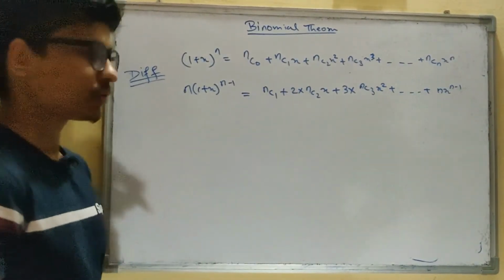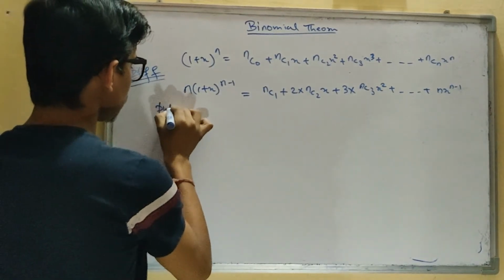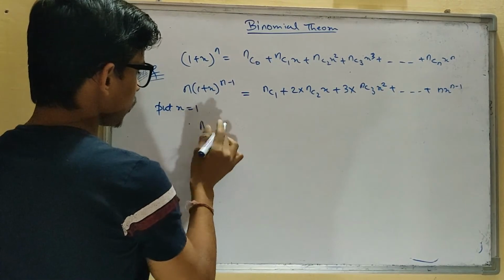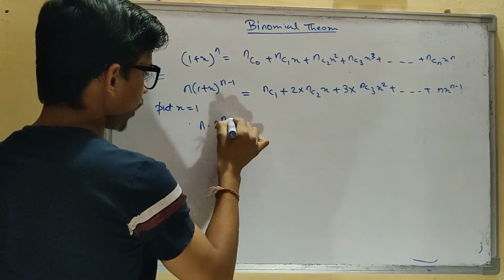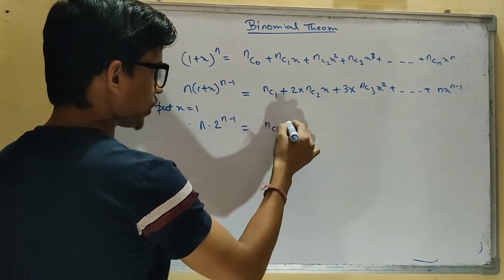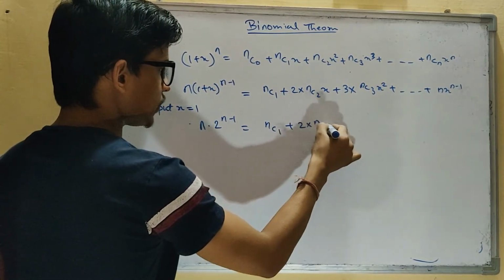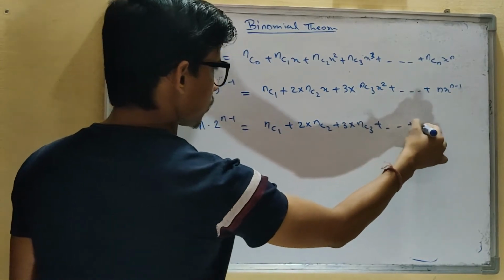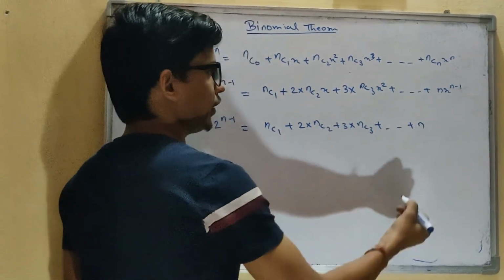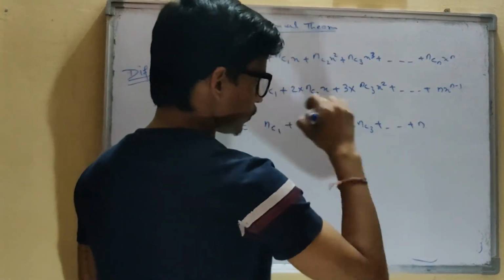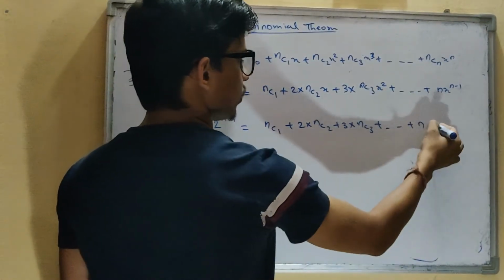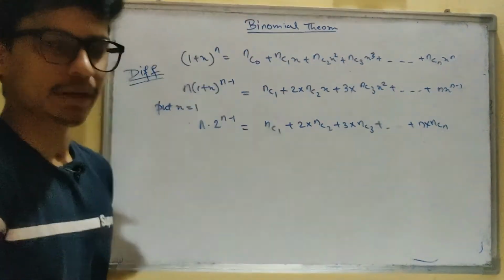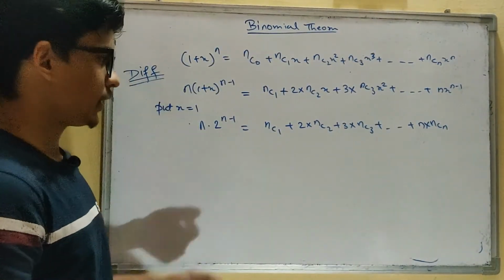They may ask you to find the value by putting x equals 1. If you put x equals 1, it is going to be n·2^(n-1), which equals nC1 + 2·nC2 + 3·nC3 and so on, and because x is 1, the last term is just n·nCn. So this is very interesting, right?